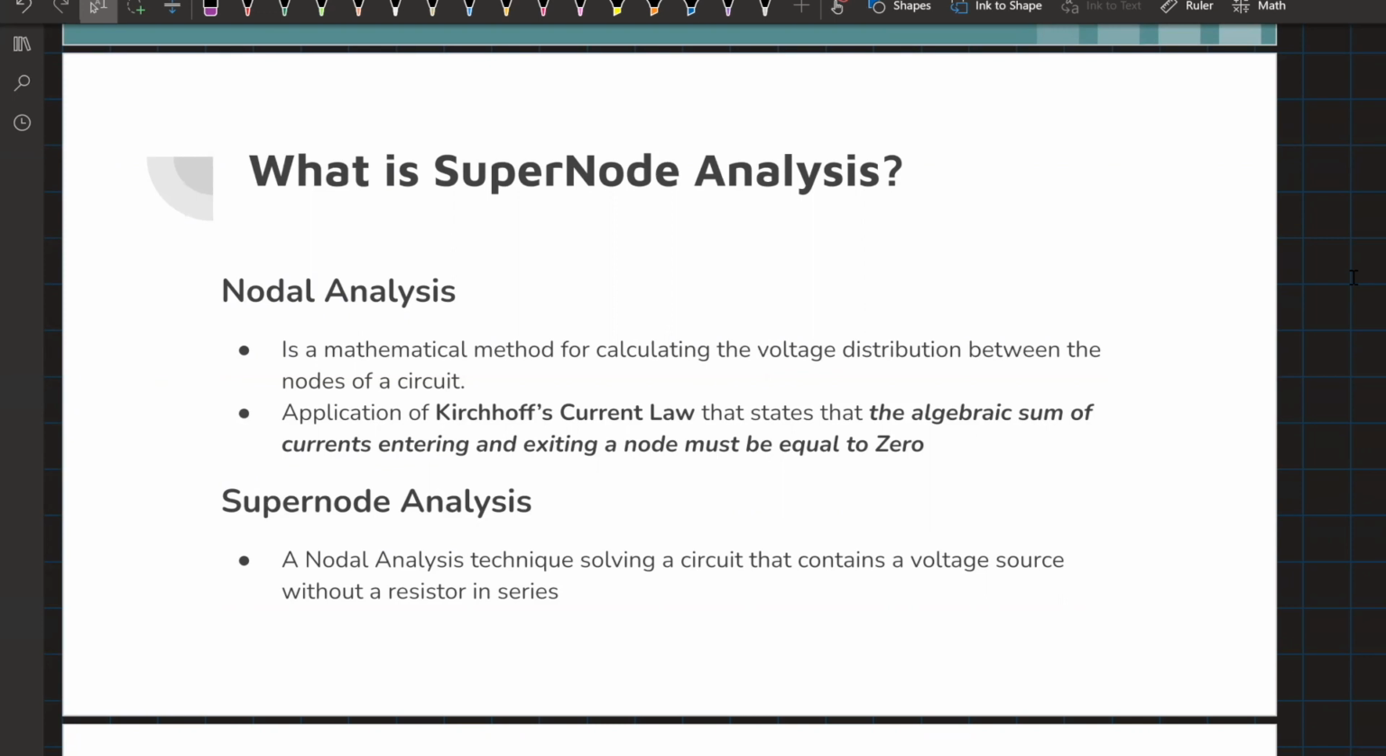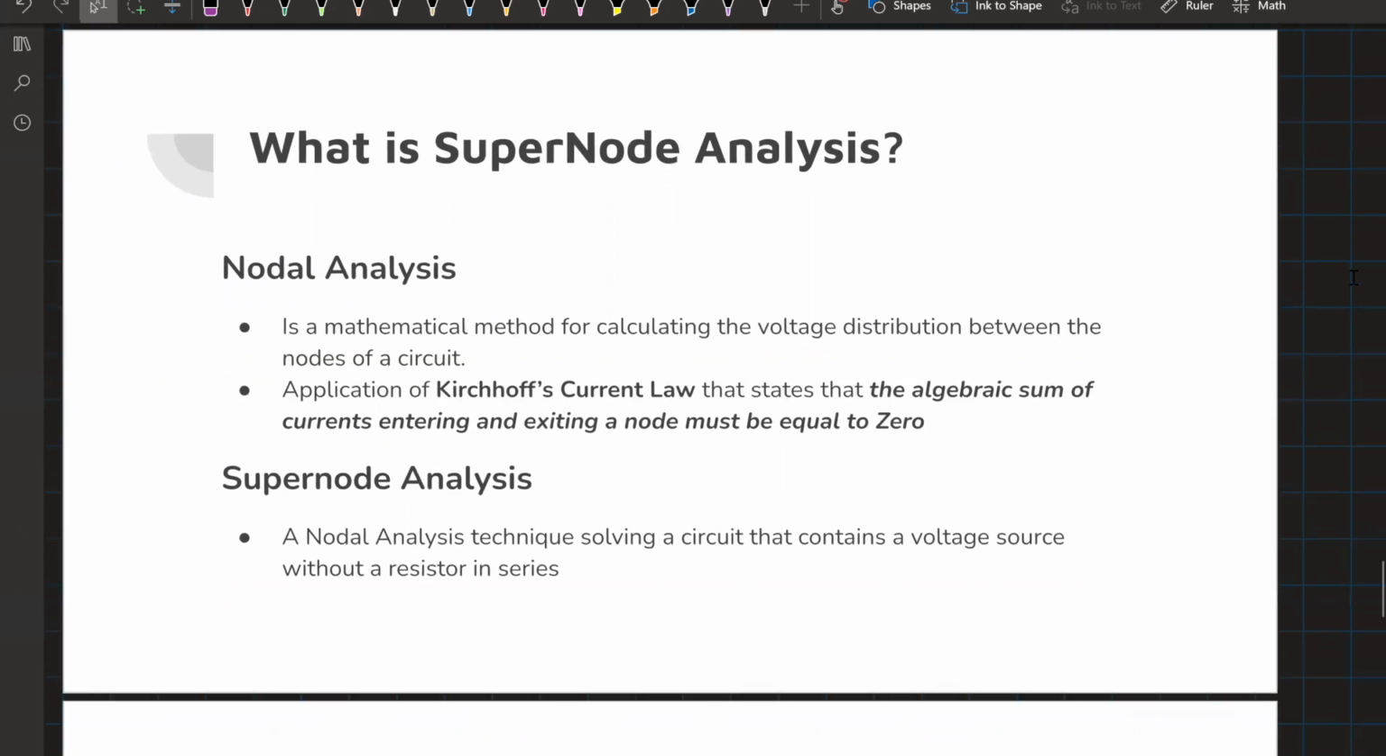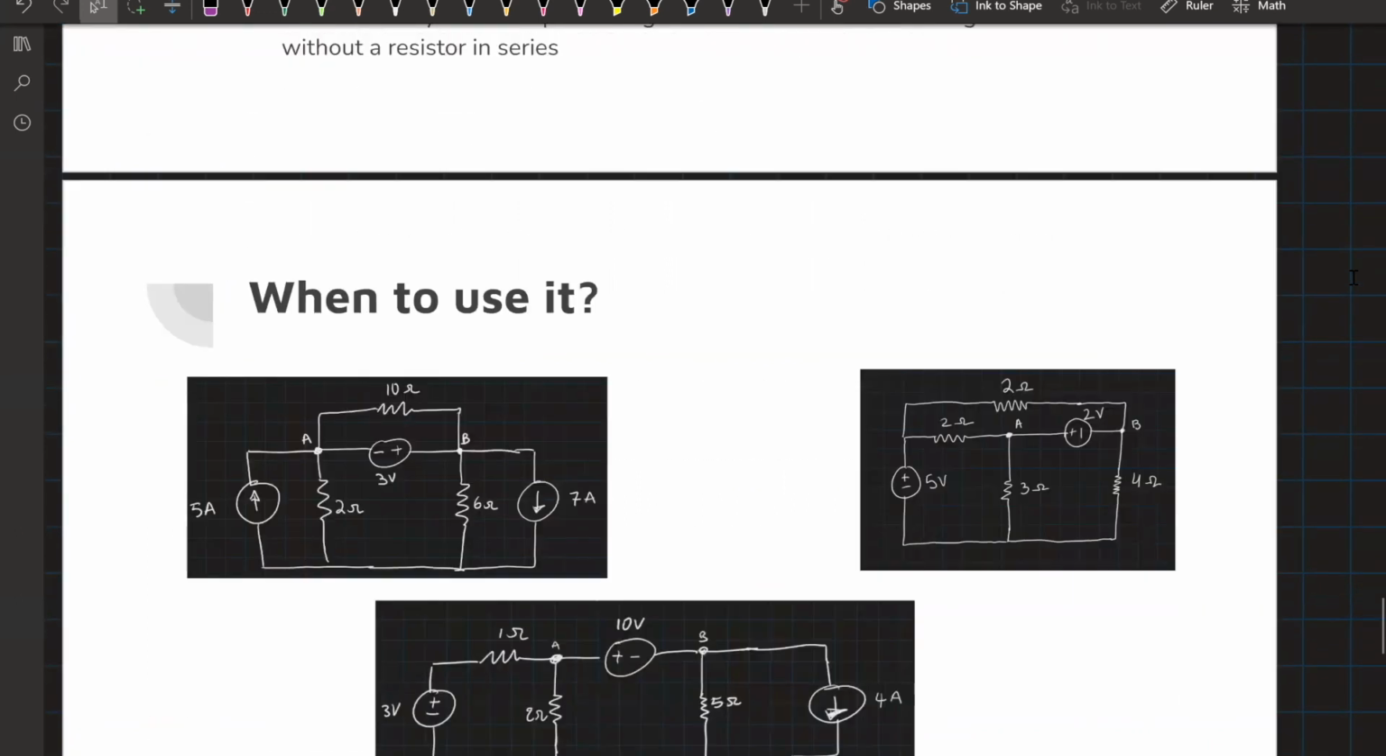Supernode analysis is a nodal analysis technique that is used to solve a circuit that contains a voltage source without a resistor in series. In the first example, we can see that we have two current sources, three resistors, and a voltage source. The voltage source in between A and B does not have a resistor in series. Now, there are multiple ways that this circuit could be solved. However, by using nodal analysis with a supernode, we will be able to simplify the mathematical equations that can be used.